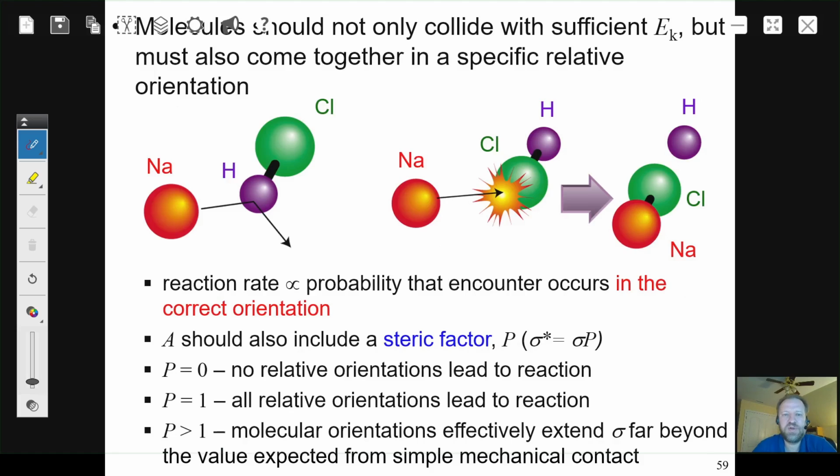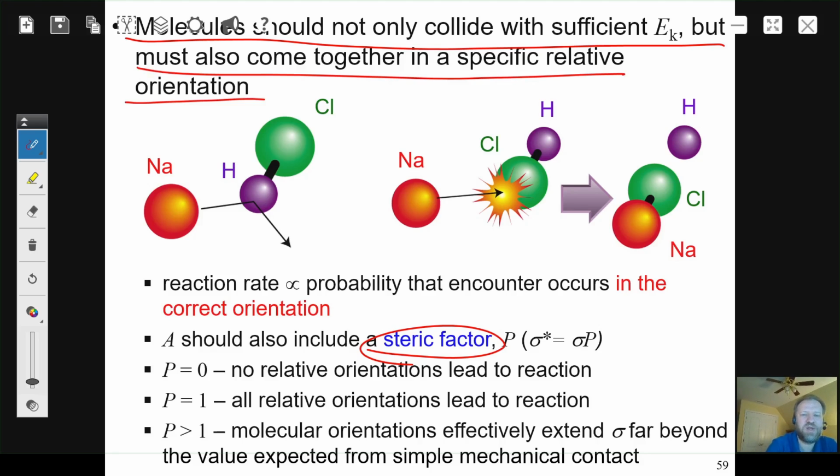Now, to bypass this issue, or at least fix that issue to some extent, scientists came up with the idea of the so-called steric factor. The idea here is actually fairly simple. The molecules should not only collide with sufficient kinetic energy along their line of approach, but also must come together in a specific relative orientation. Okay. Consider the following example.